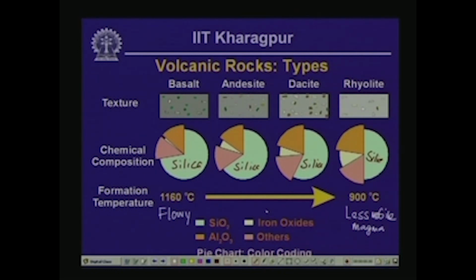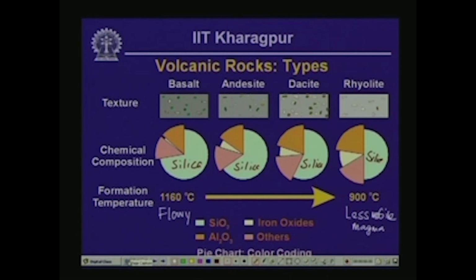and the other chemical constituents of these magmas are also indicated, color coded. You should notice the color code at the bottom of this slide. The orange shade indicates alumina, whereas the light yellow or off white color indicates oxides of iron, ferric iron or ferrous iron. So, that tells you that volcanic rocks can vary over a very wide margin in terms of their texture, chemical composition and formation temperature.